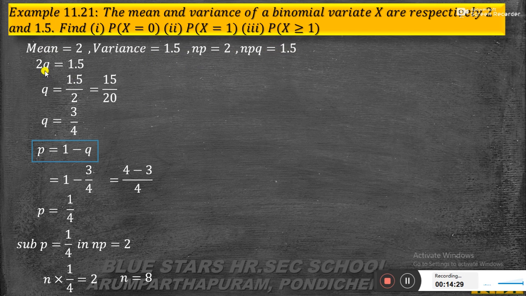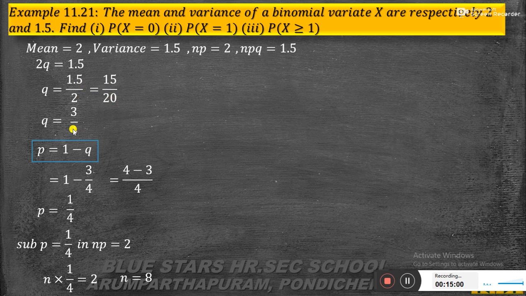Next, np equal to 2, so I substitute in the second formula. np equal to 2 means 2q equal to 1.5, so q equal to 1.5 by 2. Now I cancel this decimal point. There is 1 number after the decimal, so I multiply and divide by 10. So 1.5 by 2 into 10 by 10 is 15 by 20.